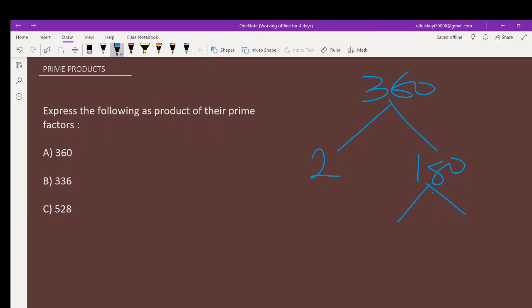This again will go 2 times, you have 90. Are you seeing that? This 90 again, I can still use 2 to divide it. Yes, I can still use 2. That will be 2 times 45. You see that? Come again. This one becomes what? 3 times 15.